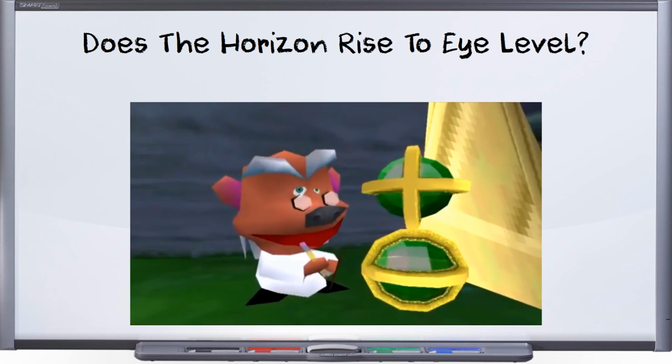So there's how you can use math to check your assumptions. Does the horizon really rise to eye level? What does the math say? What do you expect to see? Why do you expect that? Can you check? You can use the math to check your assumptions and see what's really going on.